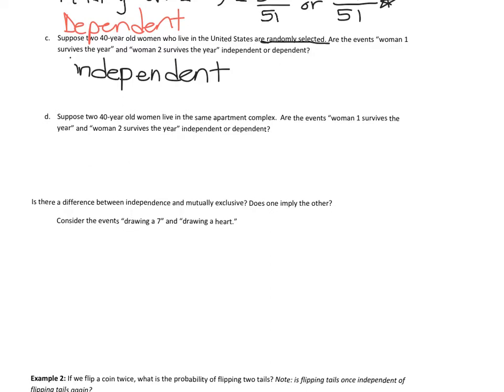Let's say, suppose two 40-year-old women live in the same apartment complex. Are the events woman 1 survives the year and woman 2 survives the year independent or dependent?